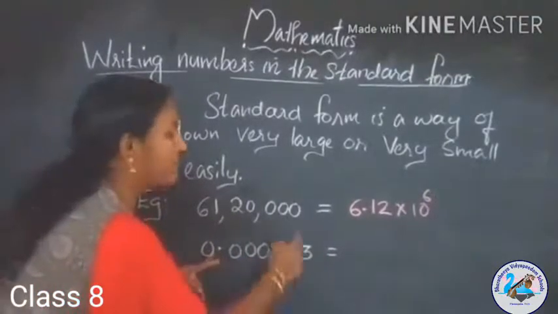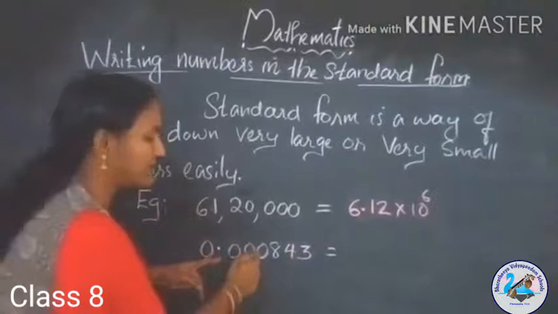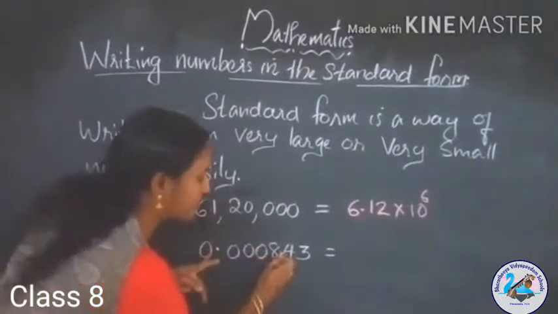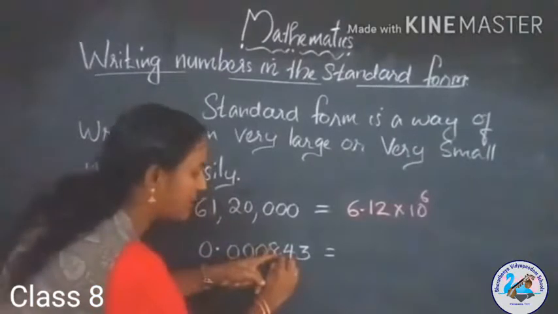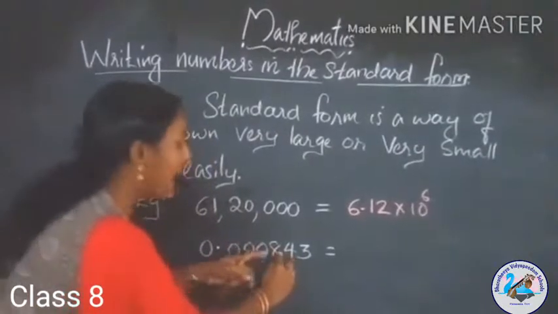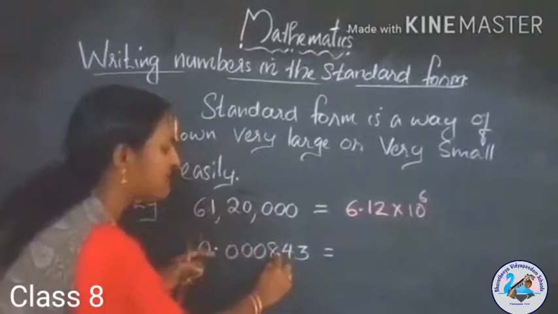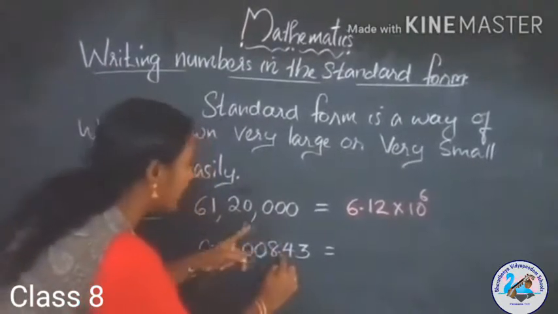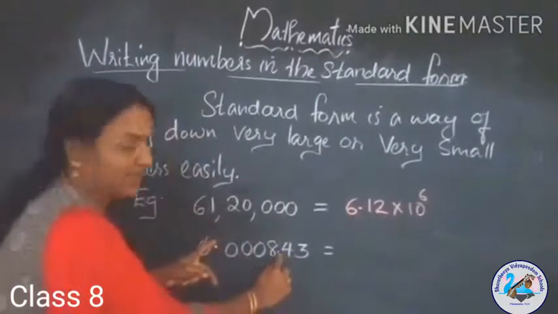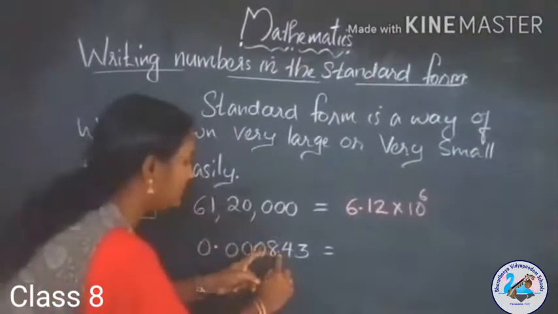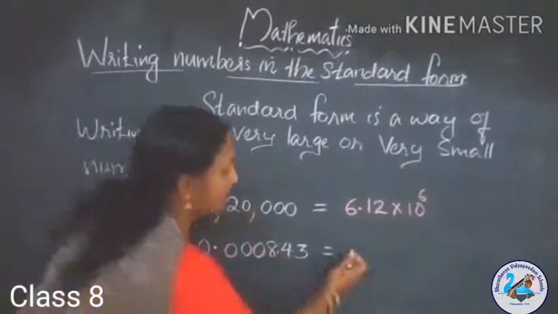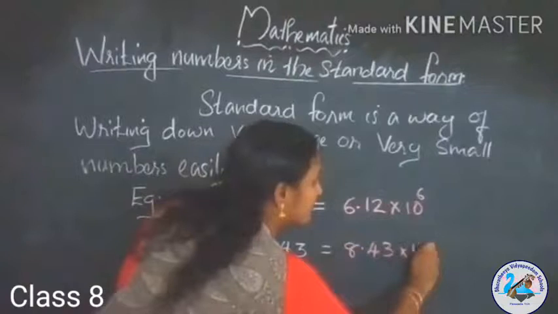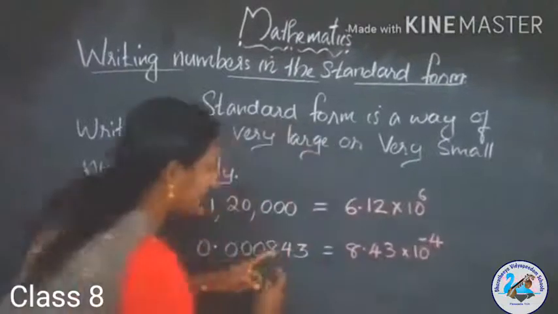0.000843. The standard form of this number: first put the decimal point after the non-zero digit. After the non-zero digit means this one. Then count the number of places between the new decimal point and the original decimal point. That means 1, 2, 3, 4. So this number can be written as 8.43 into 10 raised to minus 4.